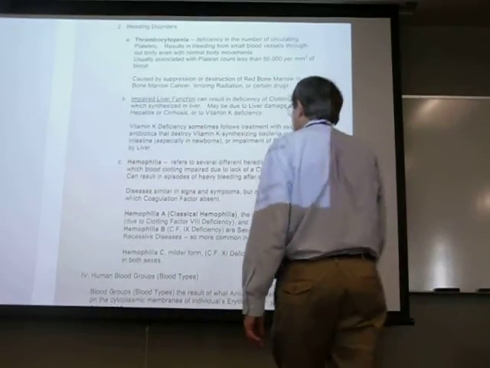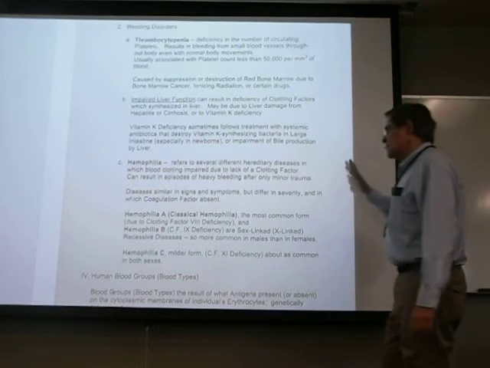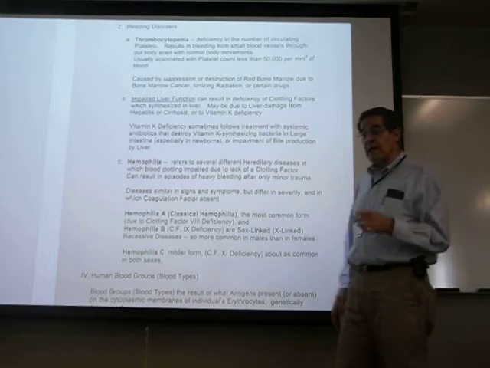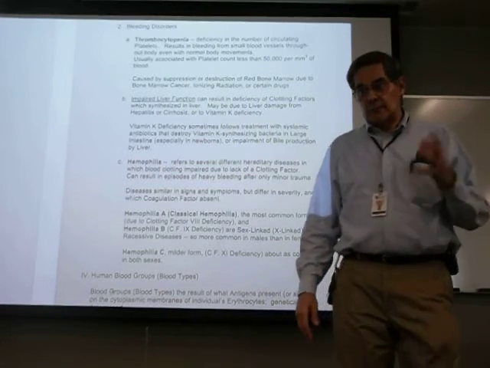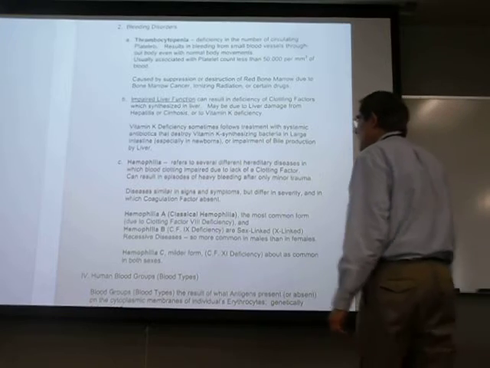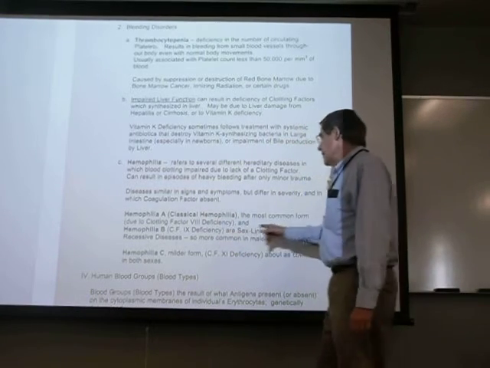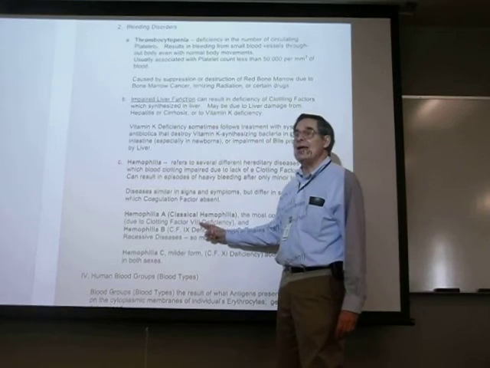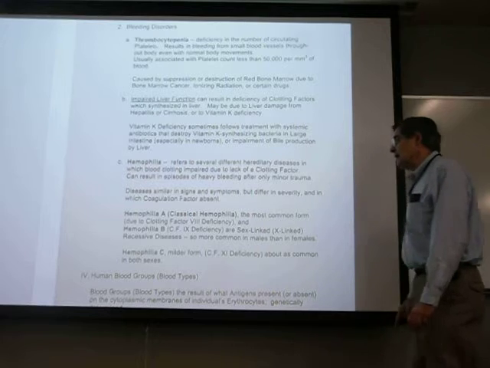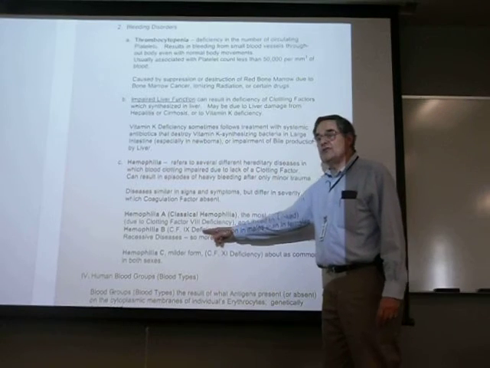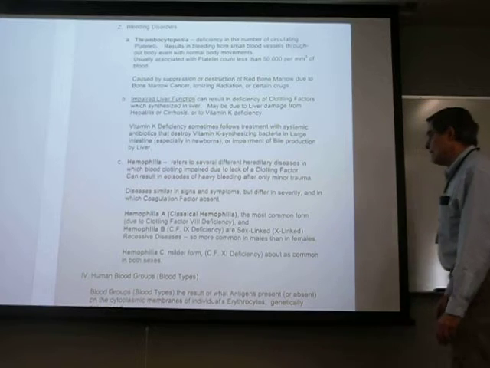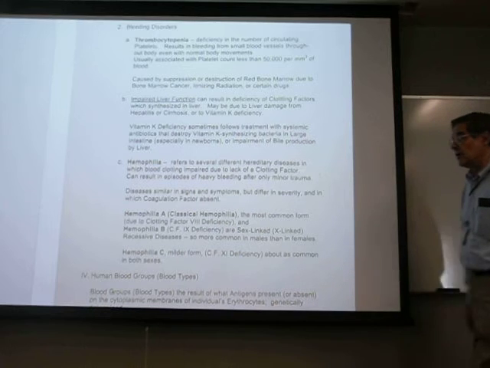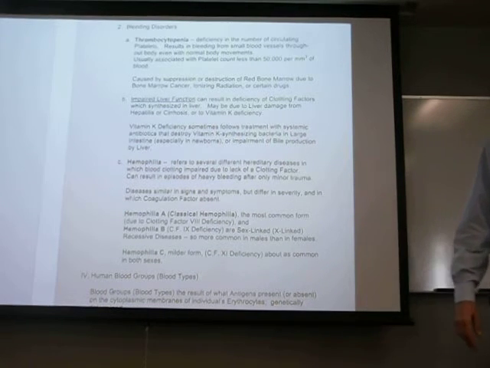The signs and symptoms in various forms of hemophilia are very similar, but they differ in severity. It depends on what clotting factor is absent or not abundant enough. Hemophilia A, sometimes called classic hemophilia, is the most common form, and it's due to absence of or deficiency in clotting factor number 8. Hemophilia B, a little less common, is due to deficiency in clotting factor 9. And hemophilia C, a much milder form, is due to deficiency in clotting factor 11. So different clotting factors are involved here.